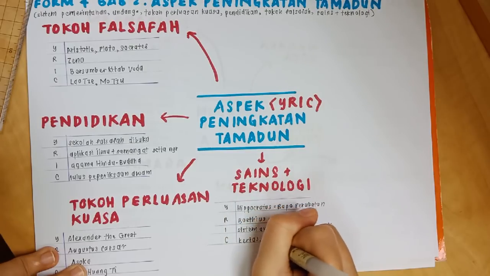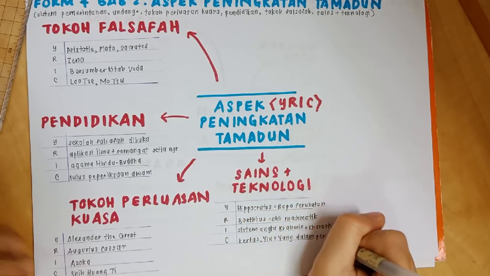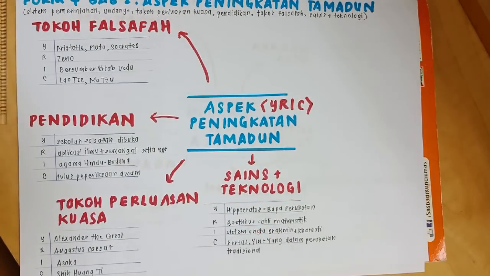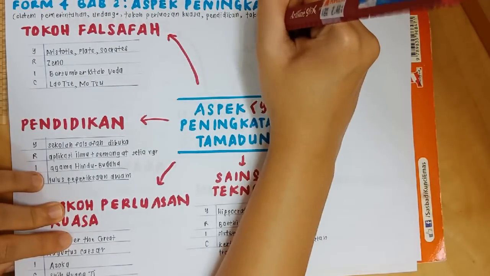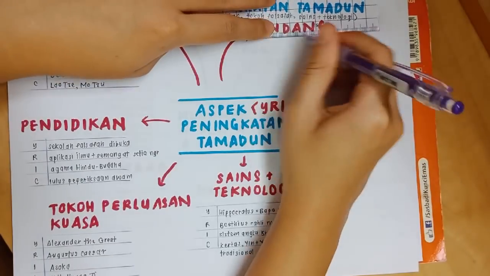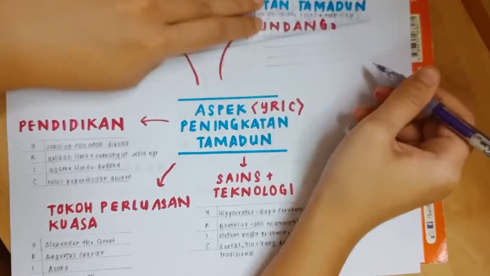For India, Sistem Angka Brahmin and Karauti. For China, they created kertas, and then there's yin dan yang dalam perubatan traditional. Another commonly asked objective question is the penggunaan yin dan yang dalam perubatan traditional.